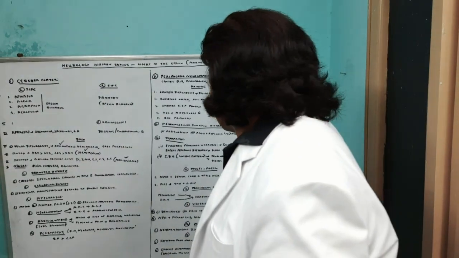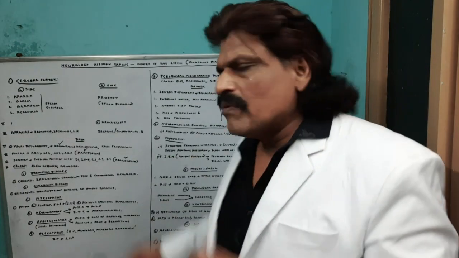So pupils will be normal in myasthenia gravis, a neuromuscular junction disorder. And not only the eye muscles, not only ptosis and diplopia, the bulbar muscles also can get affected. So they'll have dysphagia, dysarthria, and nasal regurgitation. Then we come to the muscles.